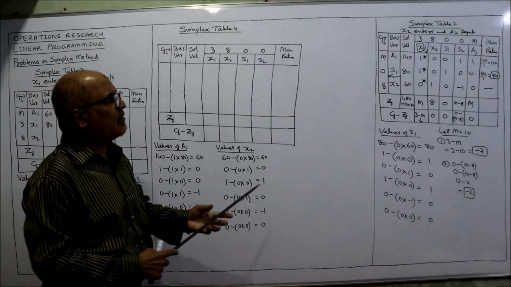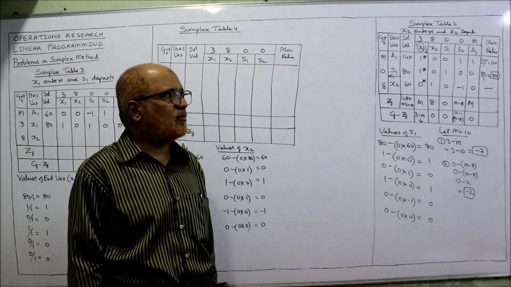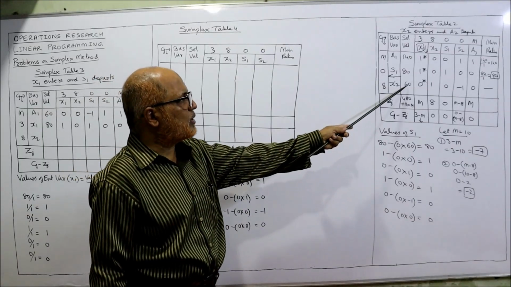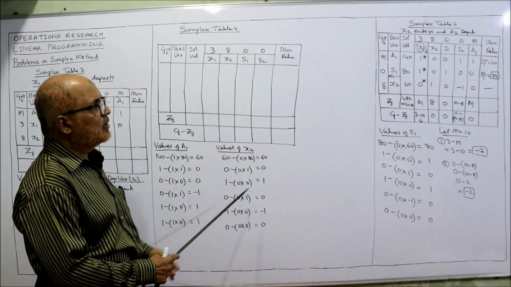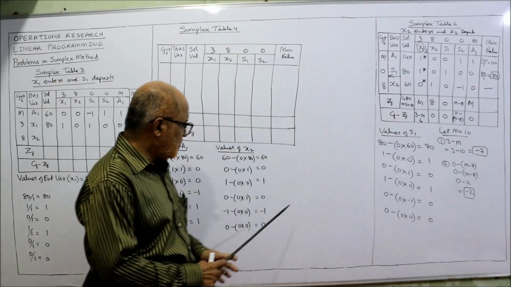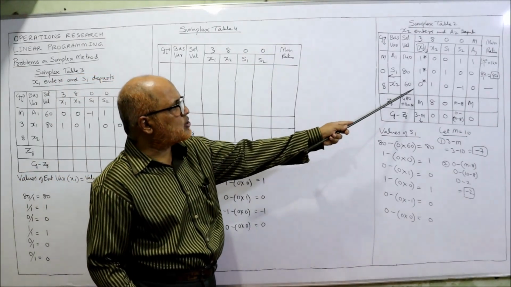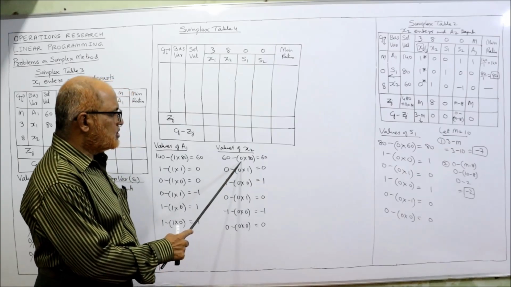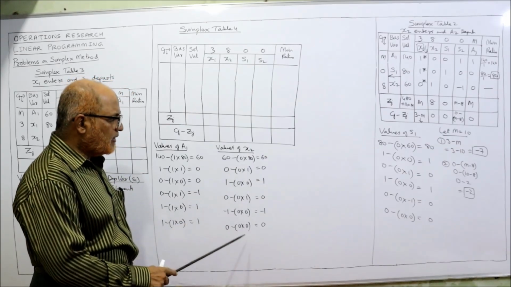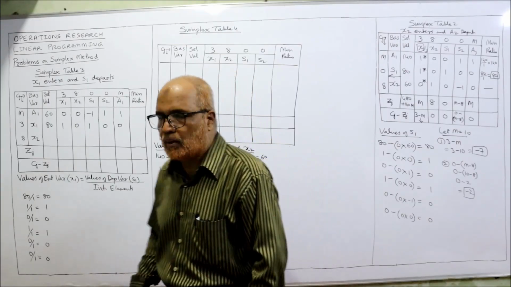Similarly, we need to calculate the values of x2. Same, we'll take old values of x2. The old values of x2 are 60, 0, 1, 0, last ones minus 1, 0. Minus intersectional element of x2, which is 0. So 0 into the values of the entering variable. Entering variable here the values are 80, 1, 0, 1.